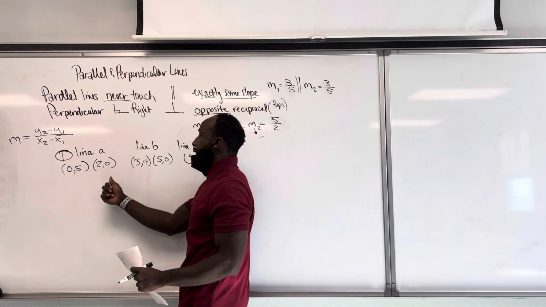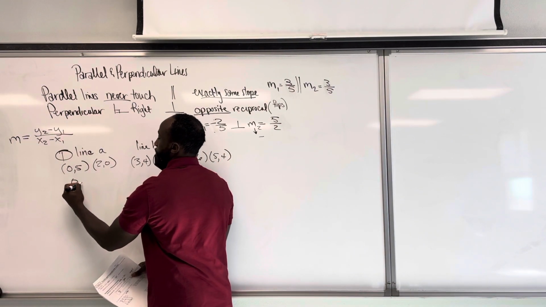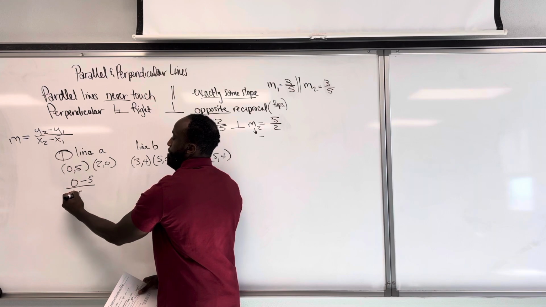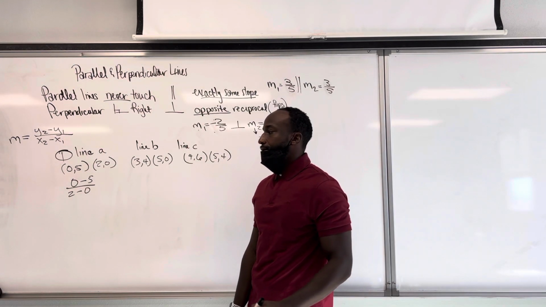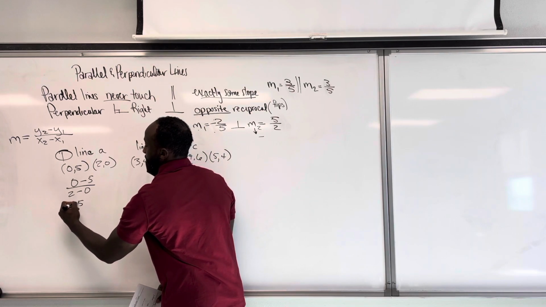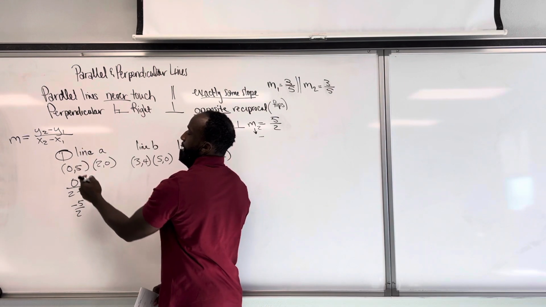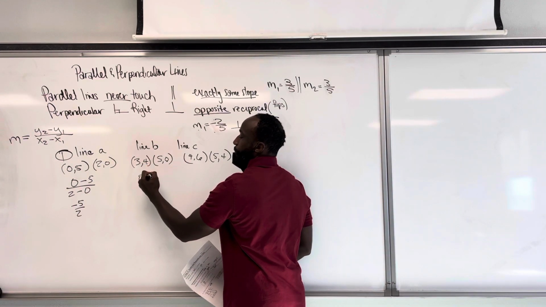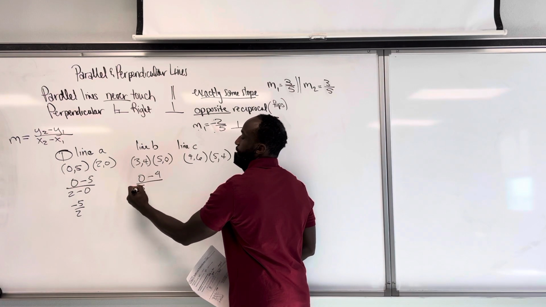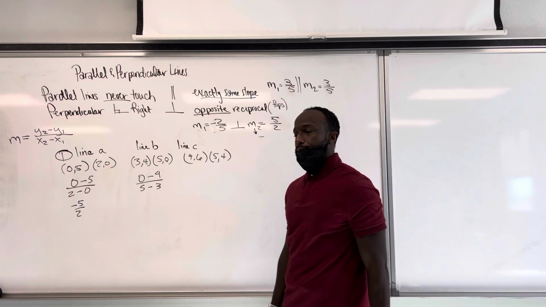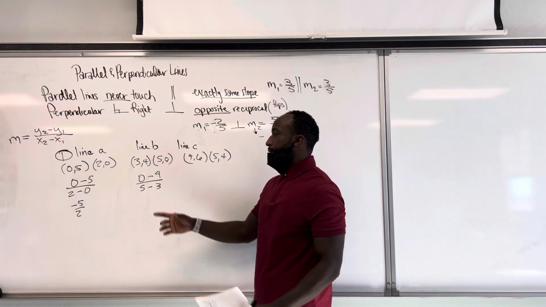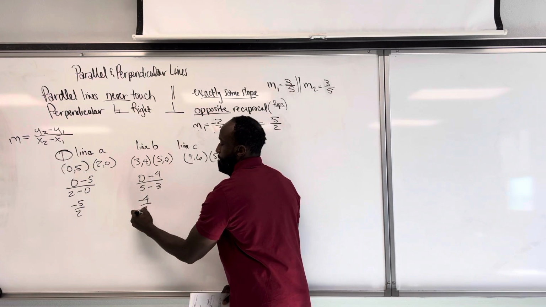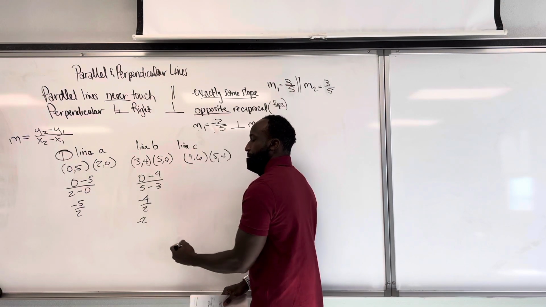All right, so let's do the math. For line A, it's 0 minus 5 over 2 minus 0, so we'll get negative 5 over 2. That's the slope for line A. For line B, Y2 minus Y1 over X2 minus X1: 0 minus 4 is negative 4, and 5 minus 3 is 2. That simplifies to negative 2 over 1.